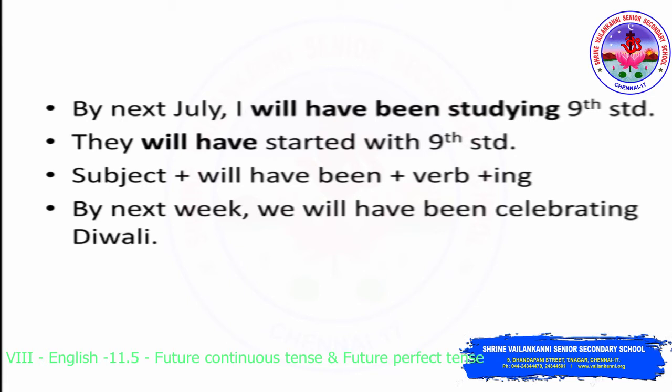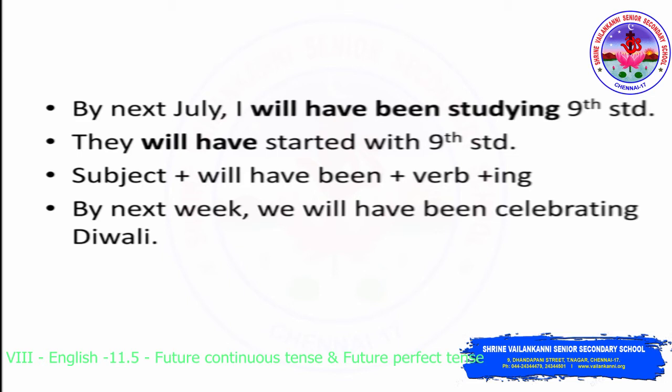What is the difference between future perfect tense and future perfect continuous tense? We know from the name itself that this tense has something to do with the future and it has something to do with the action continuing. We want to understand how long something will have been going on before a particular time or event in the future. Now just imagine that you and your friend are having a conversation, and you say, by next July, I will have been studying 9th standard. Or you and your sister are having a conversation, and you say that by next July, I will have been studying 9th standard. So we are thinking about the future and saying what will be continuing at that point in the future.